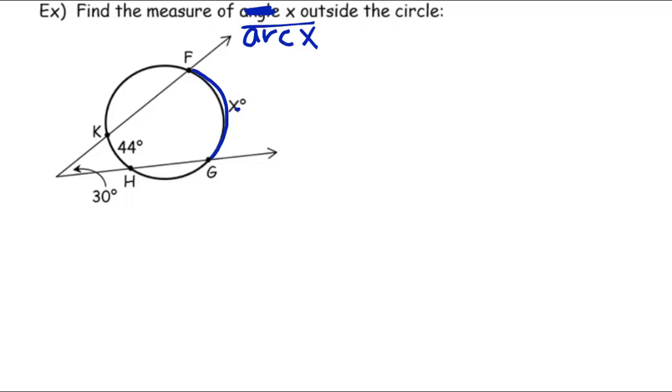So write it the way we say the equation. The measure of the angle. Measure of the angle is 30 degrees. So the measure of the angle equals the larger arc, which is X, minus the smaller arc, 44, and divide by 2.